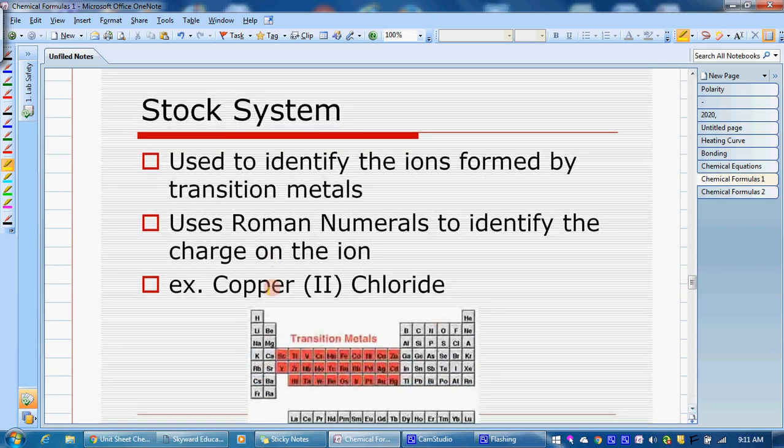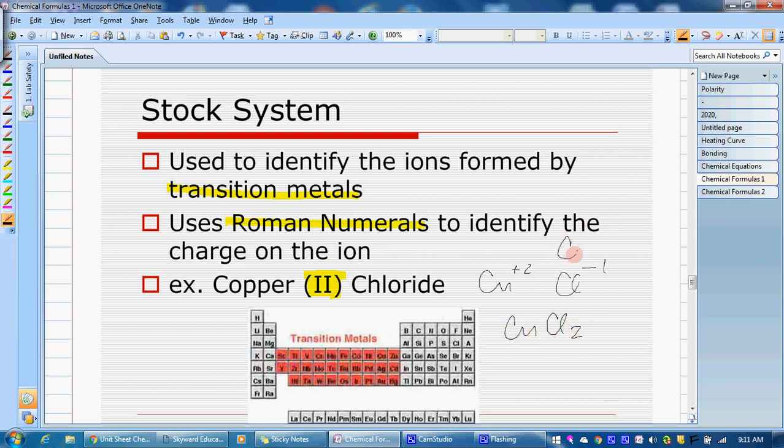Now the stock system, here we use Roman numerals. What this means is if we have a transition metal, they have more than 1 charge. So we use a Roman numeral here to indicate that in this compound, copper's charge is positive 2. So if we're going to write out this formula, we know copper has a plus 2. We know chlorine is negative 1 because it's in group 17, so we're going to have 1 copper and we're going to have 2 chlorine.